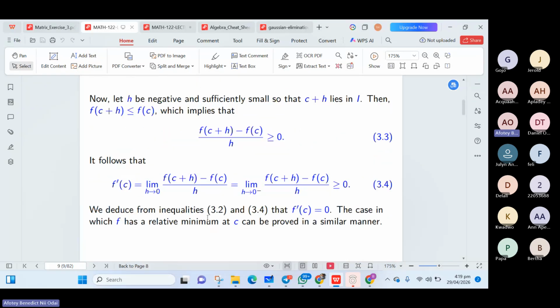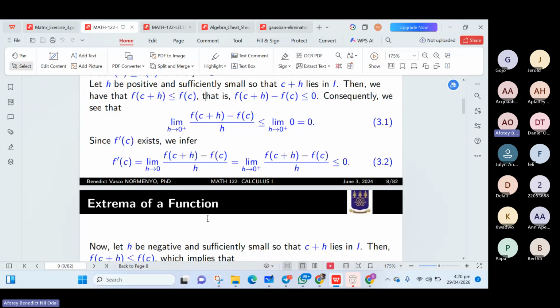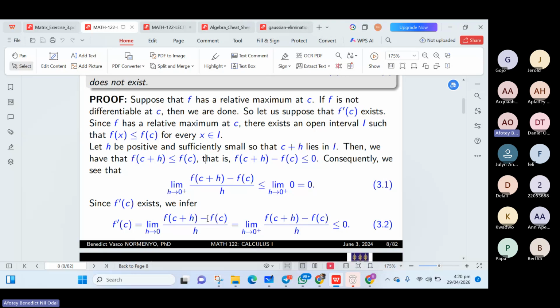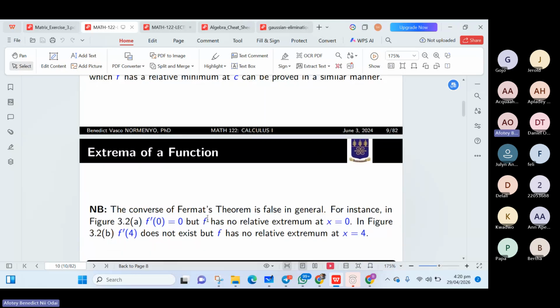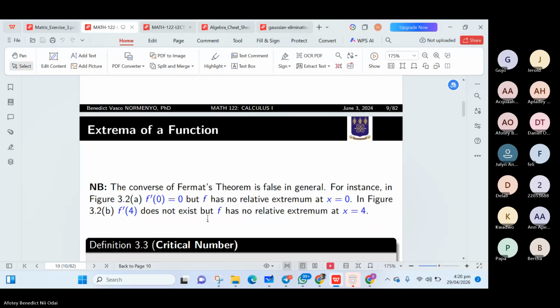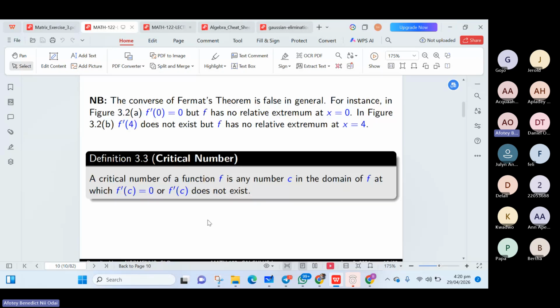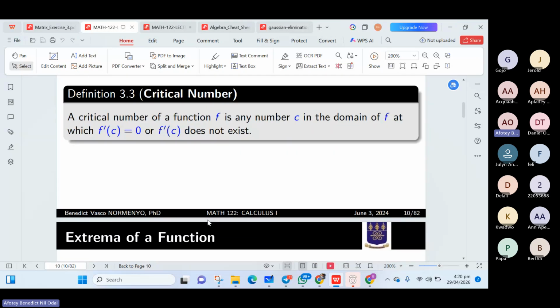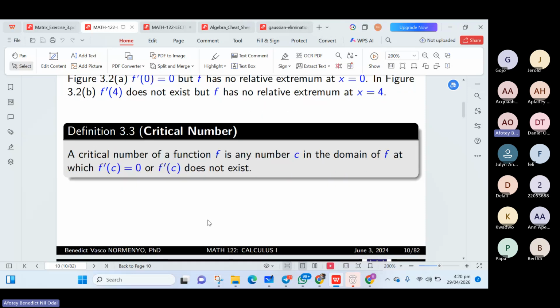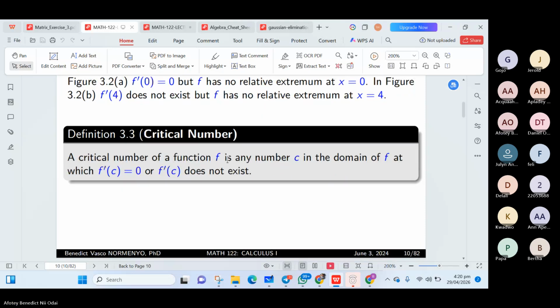Okay, so for the extrema, there's no definition here anymore. Before, you looked at what the extrema are, which is the maximum and minimum values of a function. Now let's look at the critical number. The critical number of a function is any number c in the domain at which f prime of c is equal to zero or f prime of c does not exist.